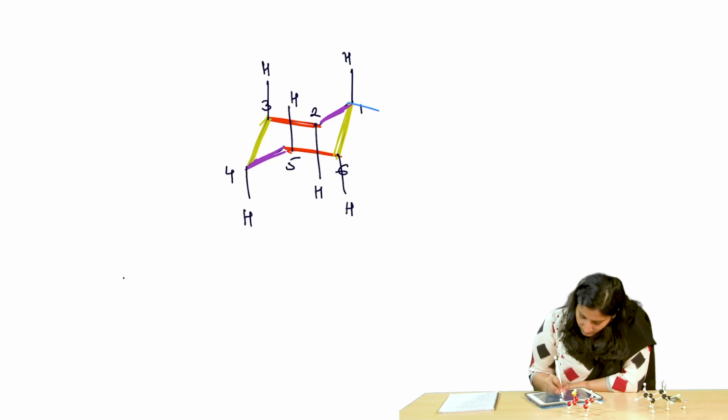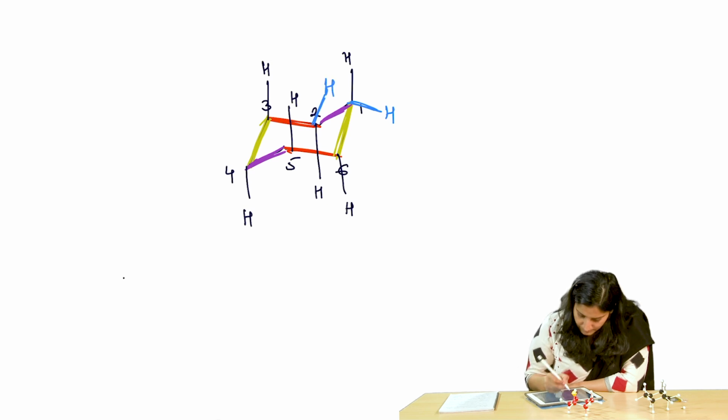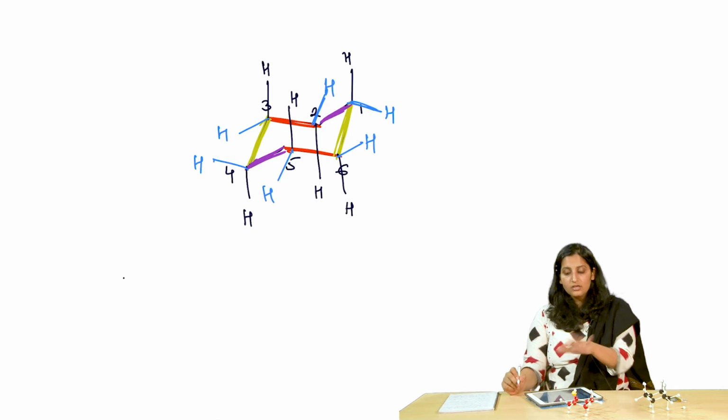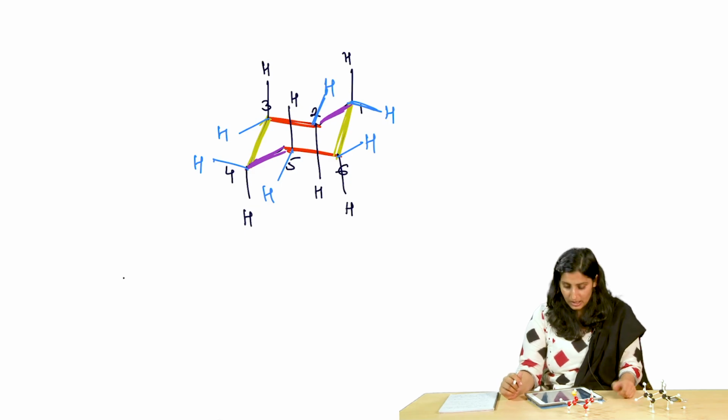So, carbon number 1 will have an equatorial down, right. Carbon number 2 will have an equatorial up, carbon number 3 will have an equatorial down, carbon number 4 will have an equatorial up, down and up again. So, that is how the chair skeleton looks like.